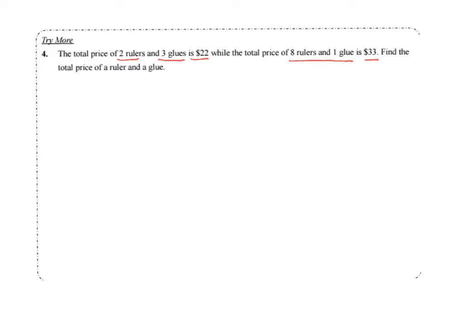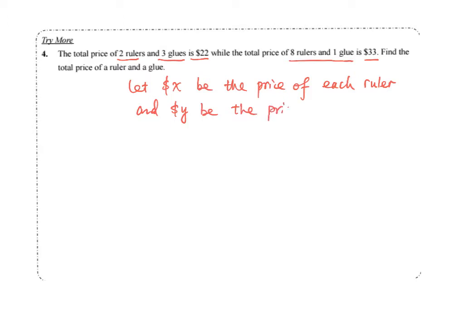Okay, first of all, we need to let X dollars be the price of each ruler, and Y dollars be the price of each glue.